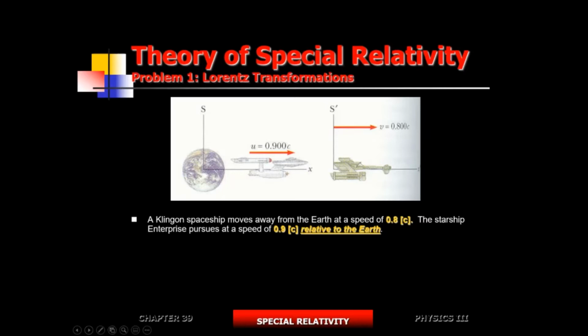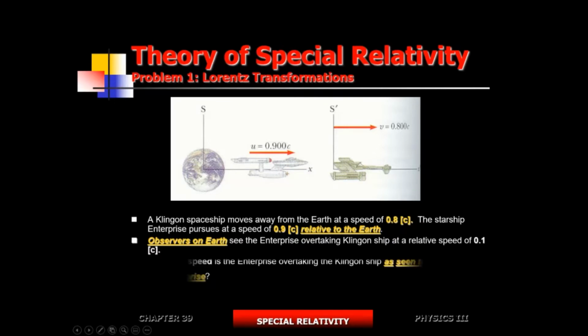So the question is, how fast is the Enterprise overtaking the Klingon ship at relative speed? Based on the Earth reference frame, this one is overtaking this one at 10% of the light speed. Okay, that's fine.